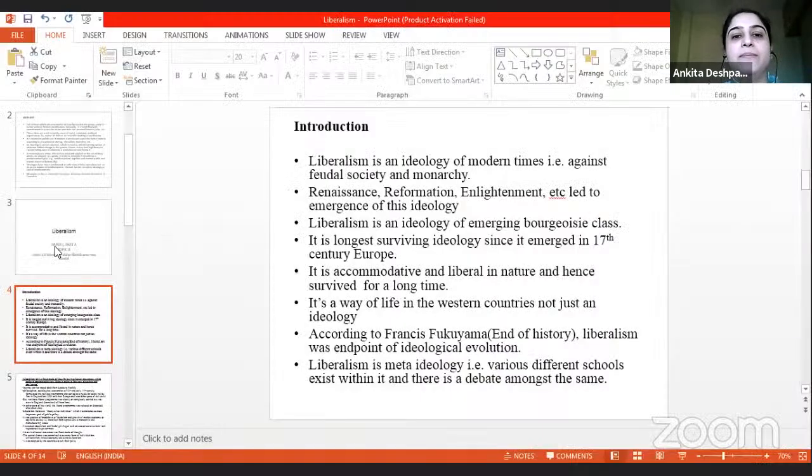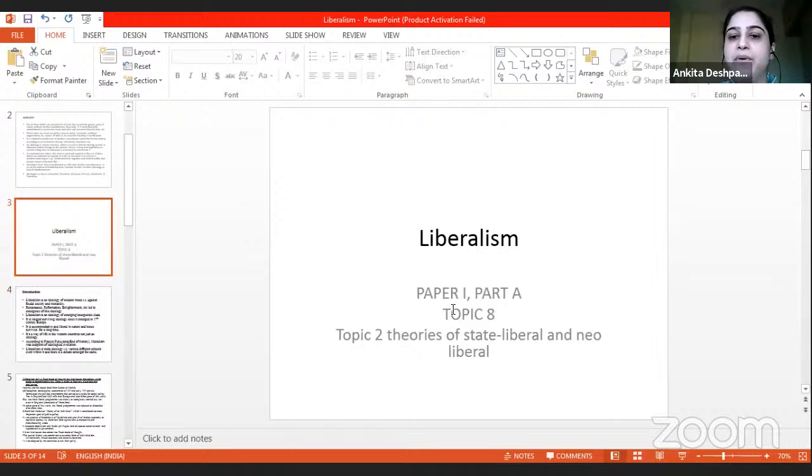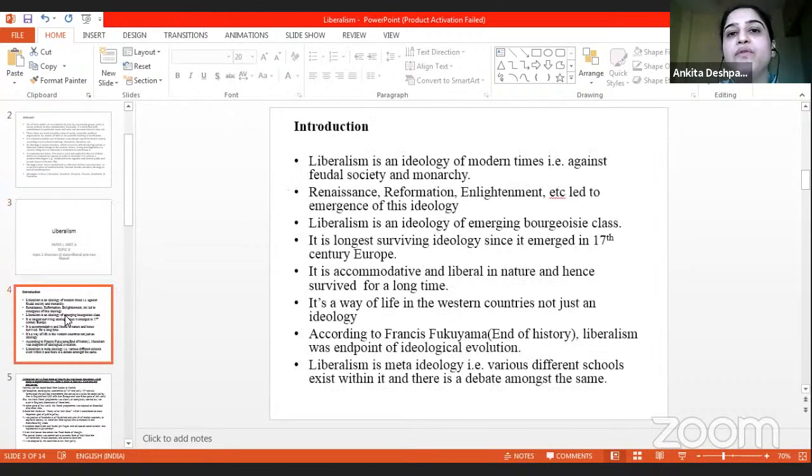Okay, now I'm just going to give you a basic idea of liberalism. Liberalism, of course, is going to be paper 1, part A, topic 8, the first topic. But liberalism, again, is going to be covered under your topic number 2, theories of state, liberal and neoliberal. So, we'll be covering all of it today itself.